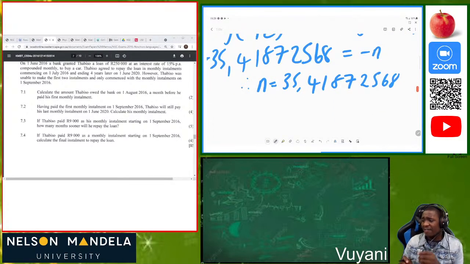But now, having that in mind, how many months will he pay? He will only pay 36 months. Therefore, he will only pay for 36 months.